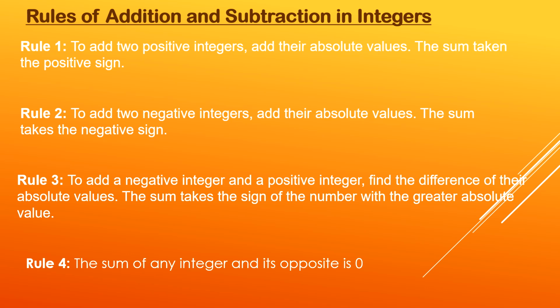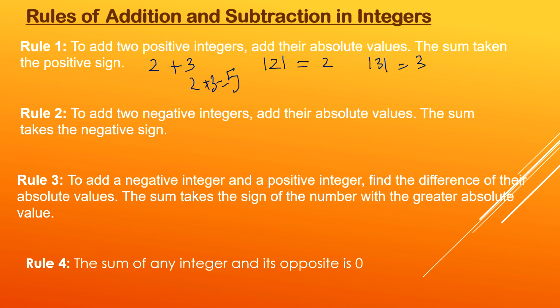Next is the rules of addition and subtraction in integers. Subtraction, we will learn few more tips once again in the next slides, after a few slides. So here, rules of addition is, very first one is to add two positive integers, add their absolute values, and the sum taken will be the positive sign. Now, what they mean here, let us take two positive integers. Let us say 2 and 3. You want to add them. You have to add the absolute values. What is absolute value of 2? It's 2. Absolute value of 3? It's 3. If you add them, you get 5 here. 2 plus 3 is 5.